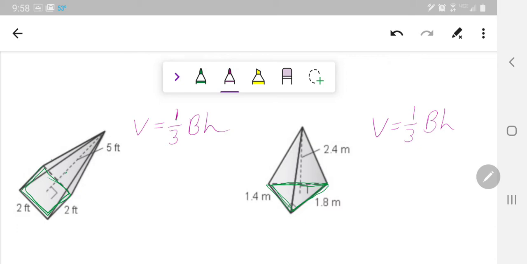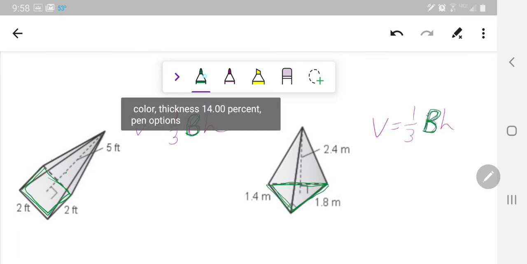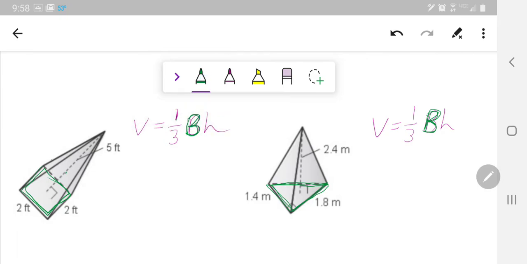But then I'm going to change this big B to green to make the point that the big B depends on the shape of the base of the pyramid. The base of a pyramid is an actual shape, whereas the base of a triangle would be just a line.